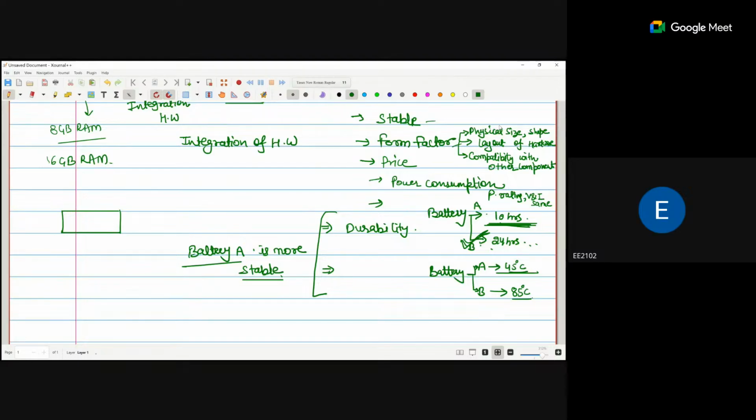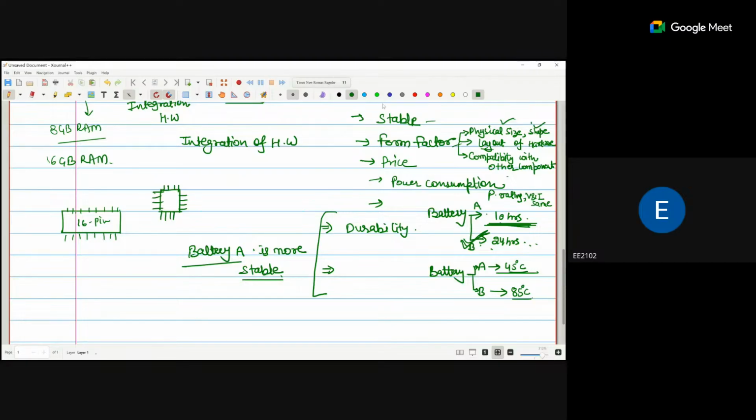Okay, so physical size, then shape. The chips will be available either, for example, as 8-pin ICs, or 16-pin ICs you can see. Okay, this is the 16-pin IC. Or the other option is that you have this type of IC. So shape, then layout of the hardware is a similar thing. Then compatibility with other components.